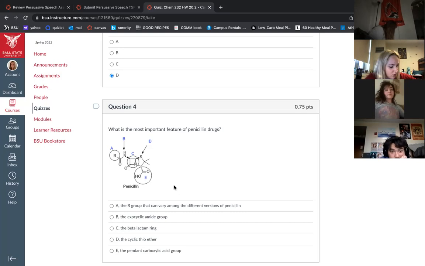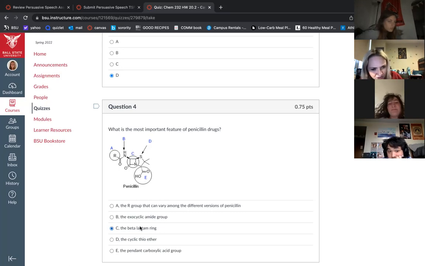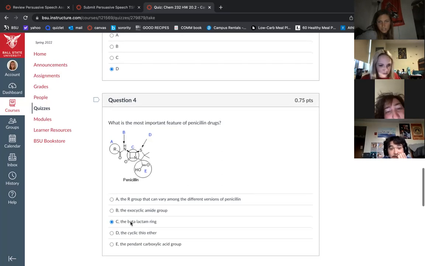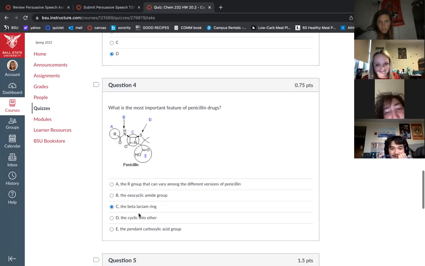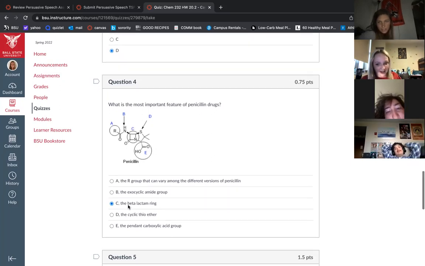The key structural feature common to all penicillin drugs is an amide group contained in a 4-membered ring. So the exocyclic amide. Wait, what? I think it's C. I think it's the beta-lactam. I didn't finish that sentence. Sorry. It says called a beta-lactam. So it's C.